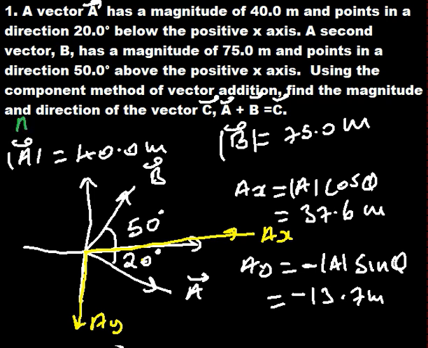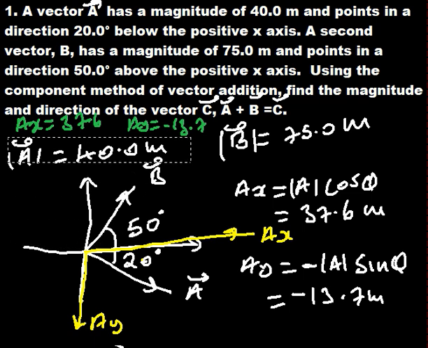That is, we have ax being given as 37.6, and ay we have as 13. It should be negative 13. So we have negative 13.7, like that.